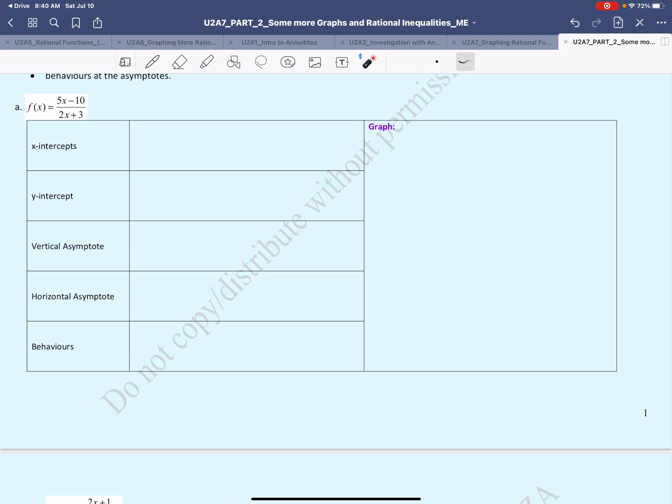We're finding the x-intercepts first by making y equal to 0, which means that 0 equals 5x minus 10, and that tells us that x equals 2. So the x-intercept is at 2. For the y-intercept, we evaluate the function at 0. So y equals 0 minus 10 over 0 plus 3. Remember, we have said that the y-intercept is the ratio of the constant terms. So negative 10 over 3.